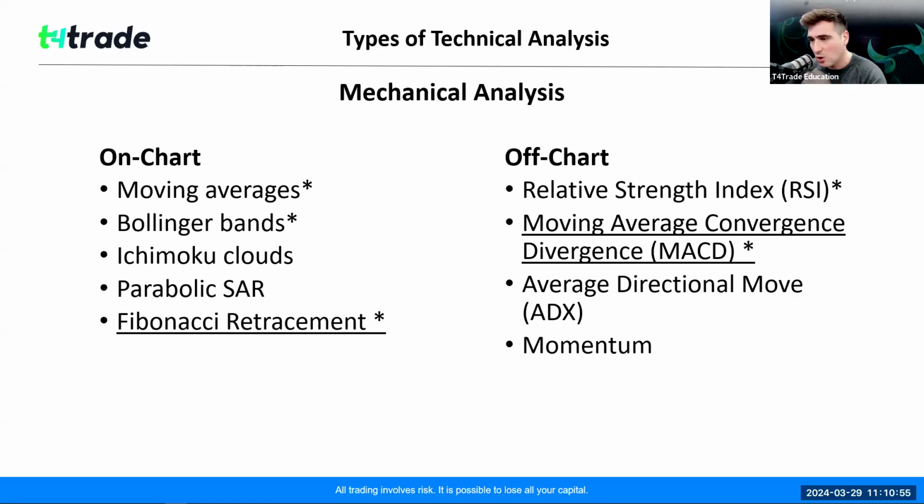Off chart, we have RSI, ADX, momentum, Williams %R, there's plenty of them. Moving average convergence divergence, the other topic of the day, is also off chart, so below price action, not on top of it, in a separate window. This is for you just to conceptualize where you're going to find this kind of stuff once you apply it to your chart.